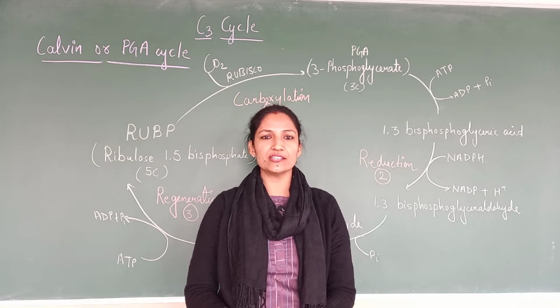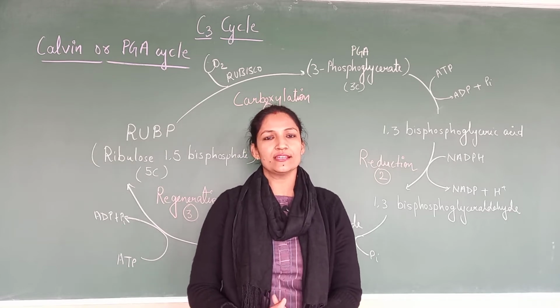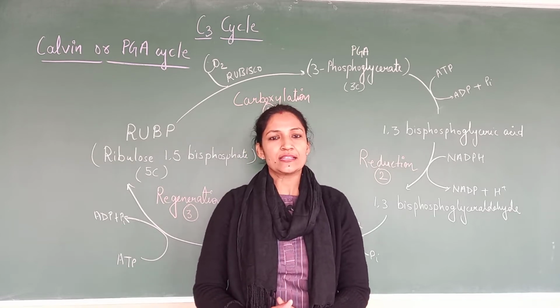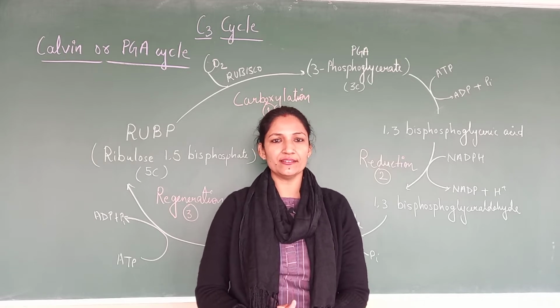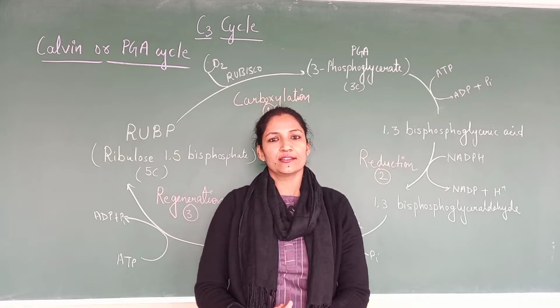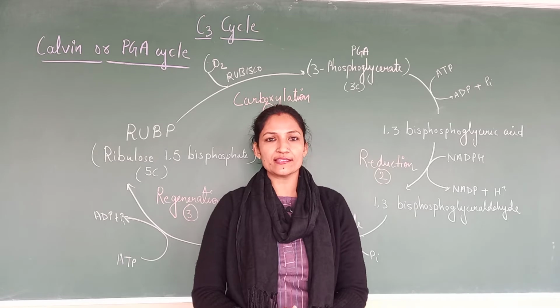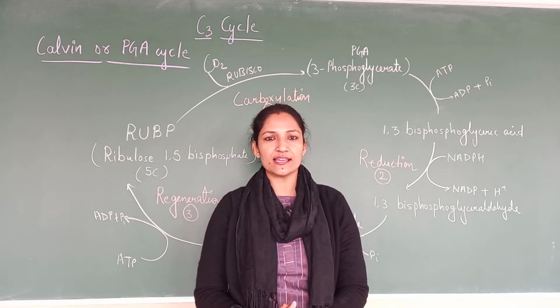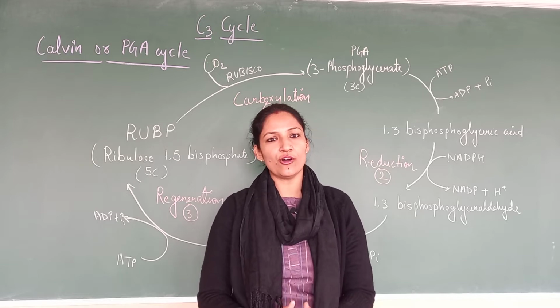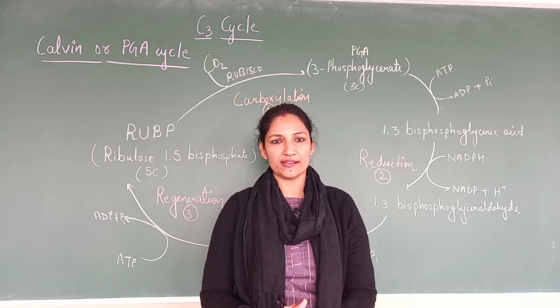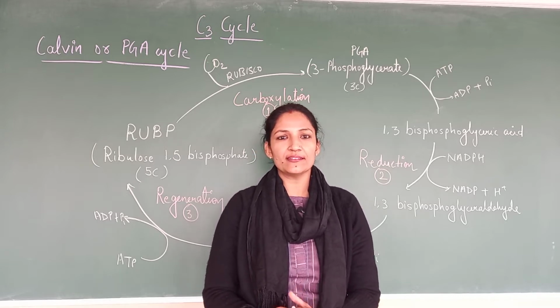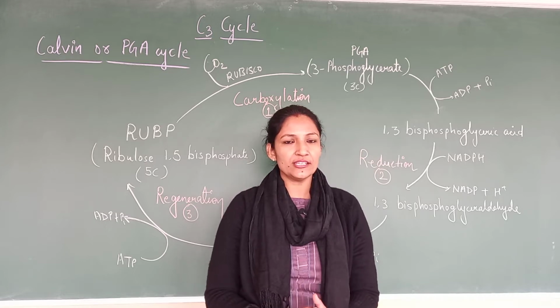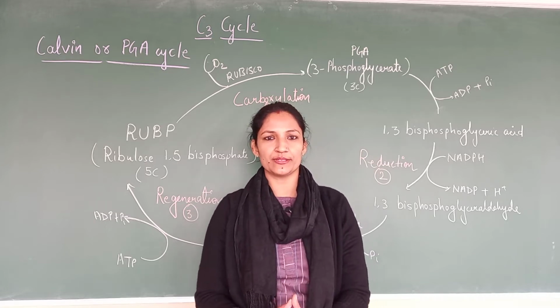In today's lecture, we are going to talk about C3 cycle. This was proposed by Kelvin and his co-workers. That's why it is known as Kelvin cycle also. Fine. So this C3 cycle is present in all the photosynthetic plants. It doesn't matter they follow C3 pathway or C4 pathway.